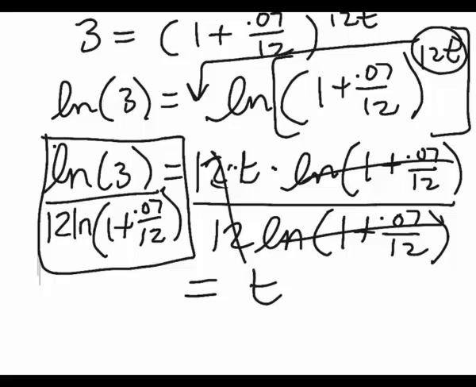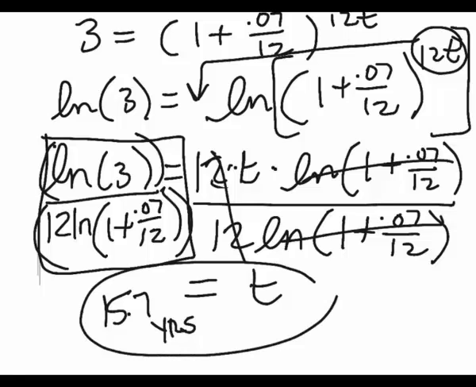You just have to put this in your calculator very carefully, you guys. If you're going to put it all in one shot, then you need an extra set of parentheses around your numerator and an extra set of parentheses around your denominator, okay? You want to make sure it's clearly top divided by bottom. And I get 15.7 years. That's how long it would take for $5,000 to grow to $15,000 if you had a 7% interest rate compounded monthly.